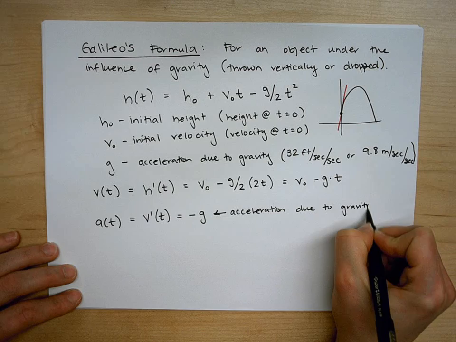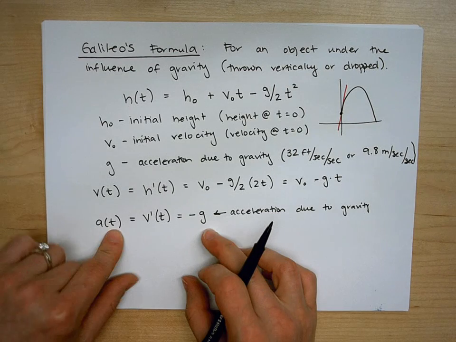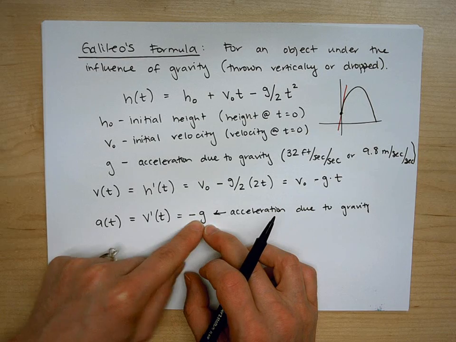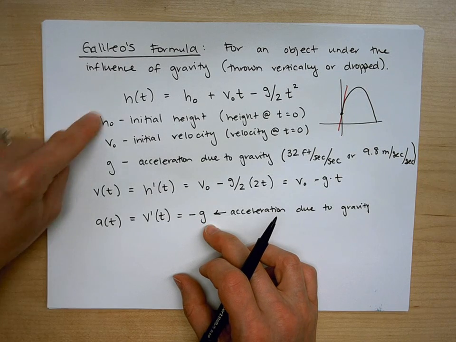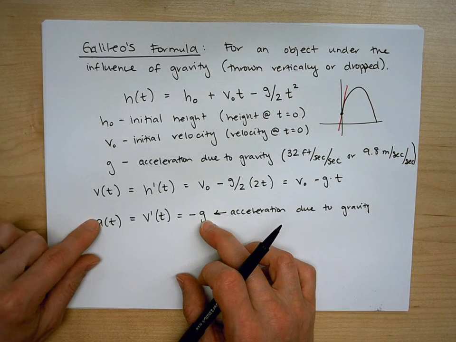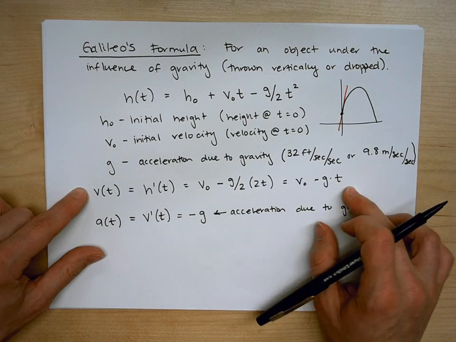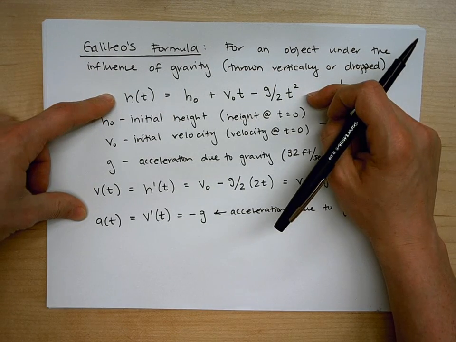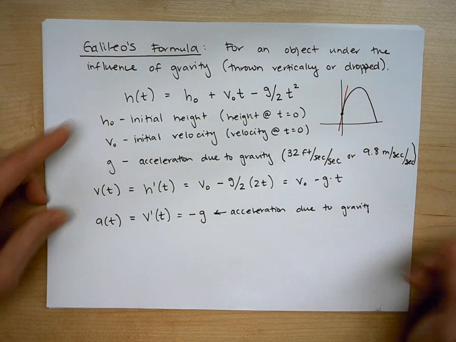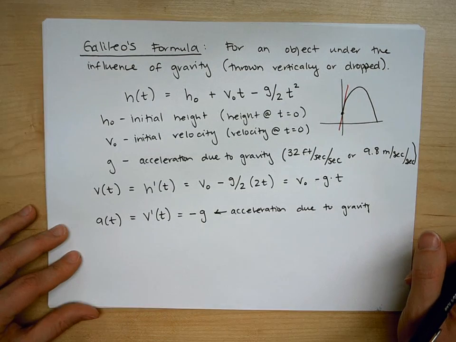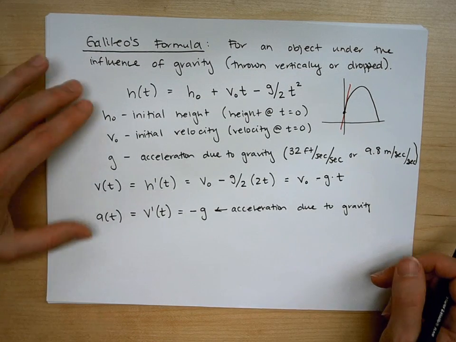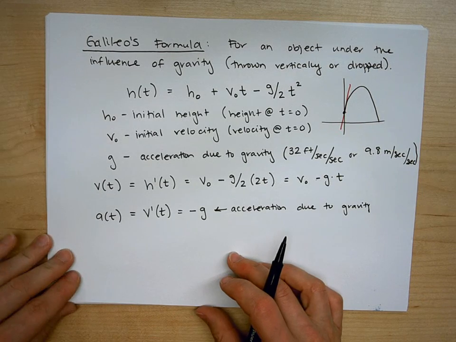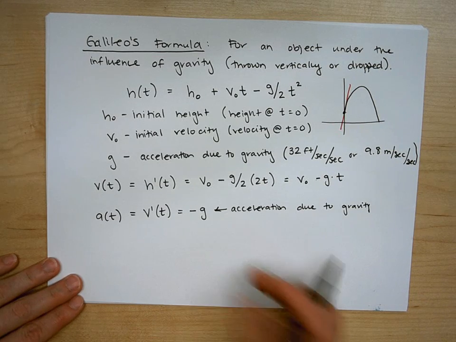So one actually could also start with the knowledge of the fact that the acceleration due to gravity is a constant number, and we could work our way backwards. We could say, okay, well, it's a constant, so if I go back, that should have been a linear equation. If I go back again, that should have been a quadratic equation, if you think about the progress as you go through taking derivatives. Okay, but I just wanted to explain a little bit about where this Galileo's formula comes from. So let's go ahead and do an example.